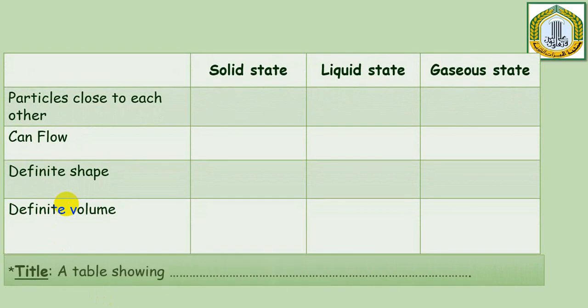Excellent. In the solid state. Is there any other characteristic for the solid state? Well, yes, they do have a definite shape. And who can flow? Liquids and gases. That's excellent. Which one of these has a definite volume? The solids and the liquids. You are perfect, my dear.